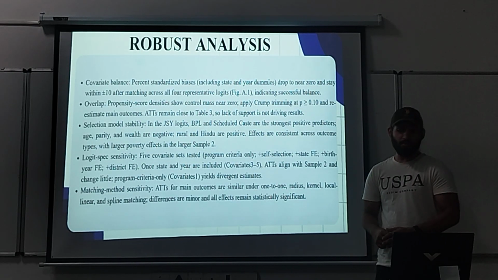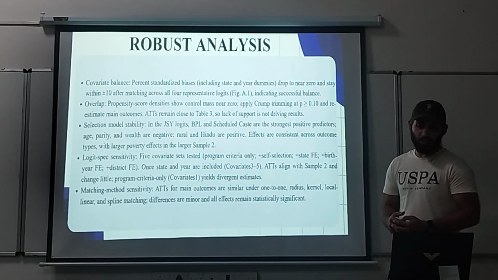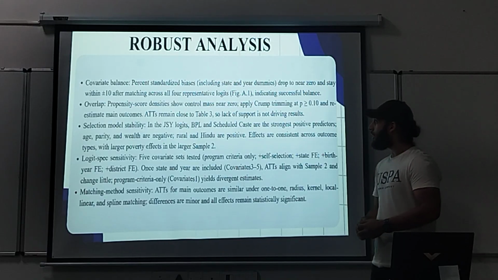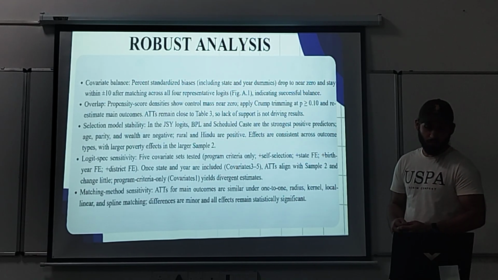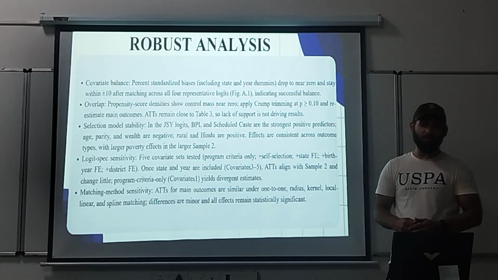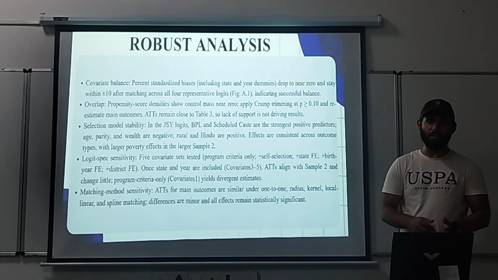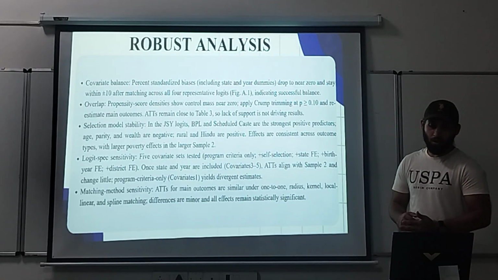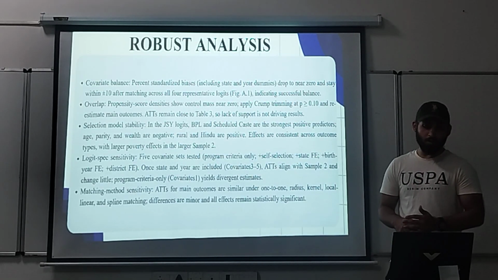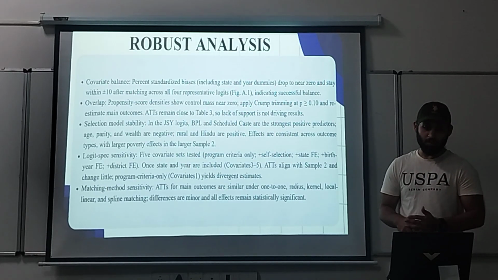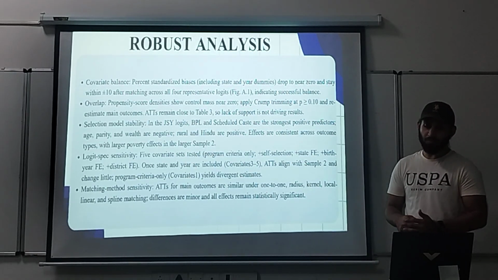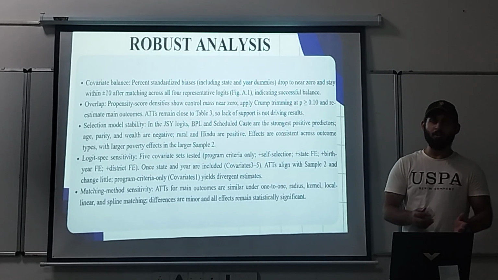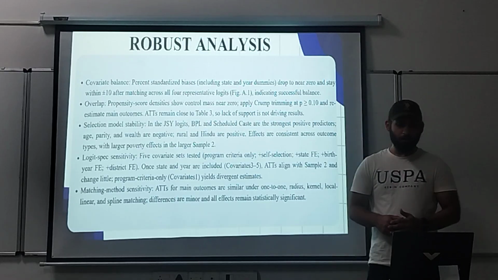After matching, the percent standardized bias, including state and year dummies, drops to near zero and remains within plus or minus 10 across all four representative logit models. This indicates that the matching process has successfully balanced the covariates between the treated and the control group. We observe that propensity score densities show a control mass near zero. After applying trimming at a threshold of p greater than 10%, we estimate the main outcomes. The ATT estimates remain close to those indicated in the earlier results, confirming that the lack of support is not driving the results.